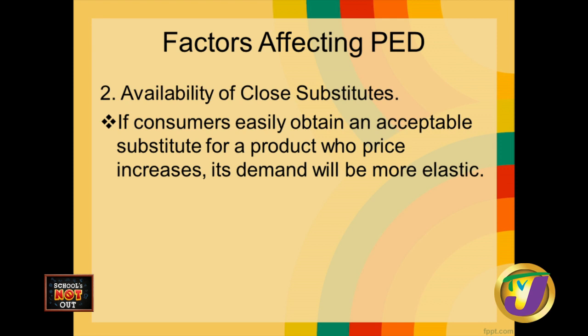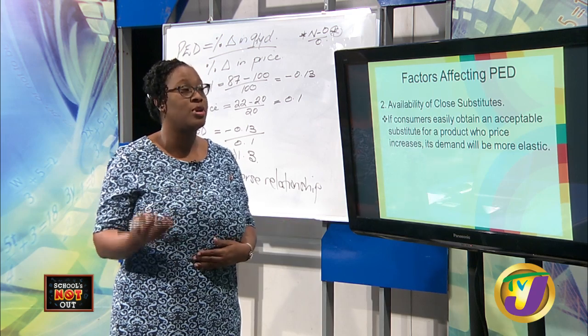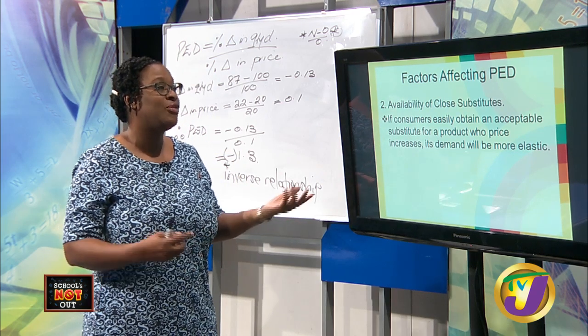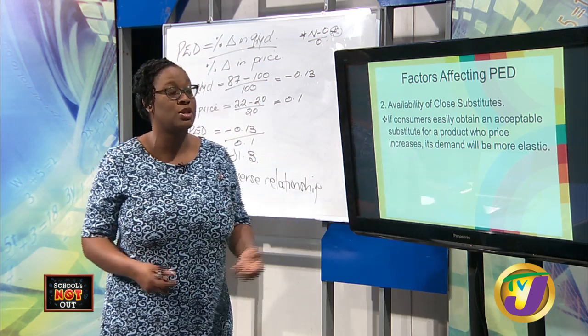The second factor is the availability of close substitutes. It says here that if consumers can easily obtain an acceptable substitute for a product whose price increases, the demand is more elastic. And I said to you before, with the example of the butter, if you can't afford Anchor butter, there are other substitutes. So the demand for Anchor butter, you'll find that it is more elastic because there are close substitutes.